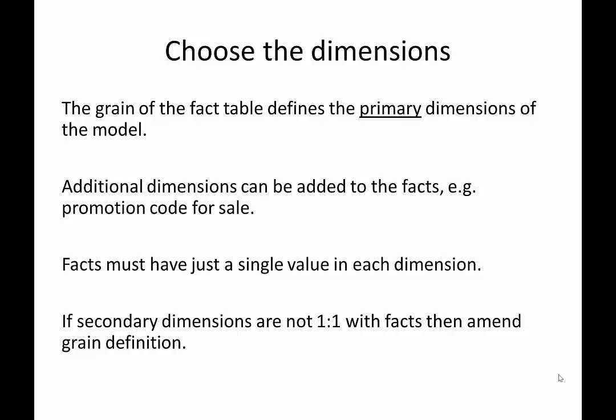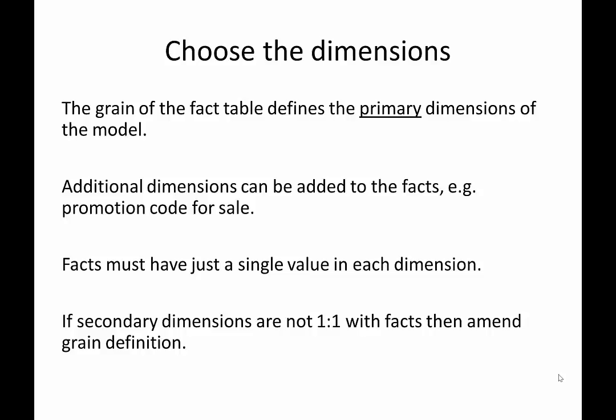Choose the dimensions. So the grain of the fact table defines the primary dimensions of the model. Things like, for that fact table, we had time, we had store, and we had product. Okay. But we can add additional dimensions to the facts. Say, for example, there might be a promotion dimension, where sales are identified according to what promotions they were sold under and things like that.